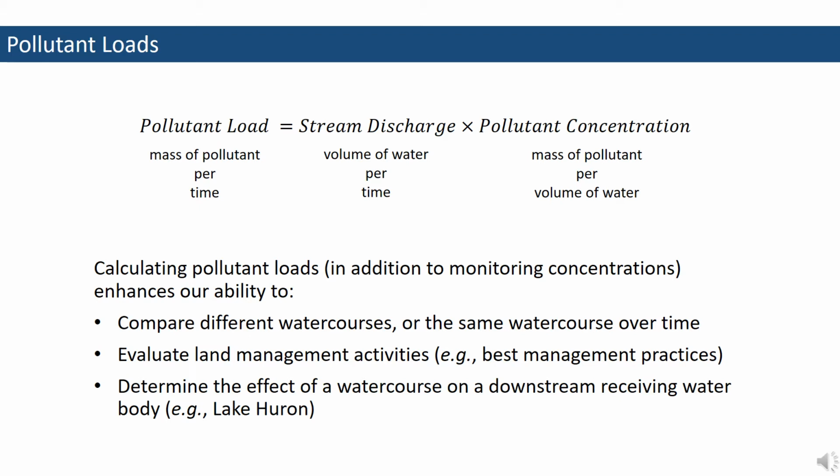A pollutant load is calculated by taking the volume of water and multiplying that amount by the nutrient concentration reported by the lab. Pollutant loads can also take into consideration the size of an upstream area and be reported as kilograms per hectare, which is helpful when evaluating land management activities like agricultural best management practices.